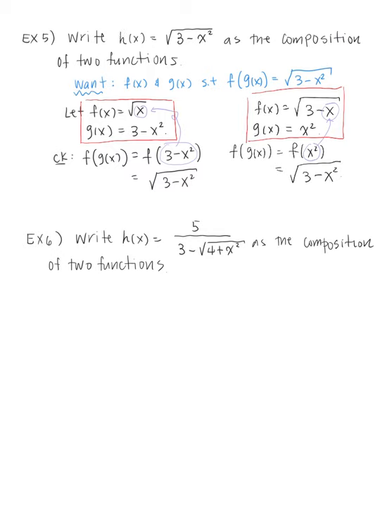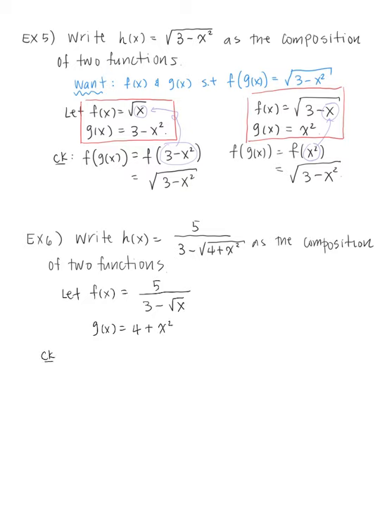All right, so let's take a look. Okay, so again, your answer might be different than mine. It all depends on how you view it. So this is how I see it. First, I'm just going to let f of x be, maybe I could just go, what's the big picture? Well, maybe 5 over 3 minus the square root of x. And then I'm going to let g of x be 4 plus x squared. All right, so I think this will work out.